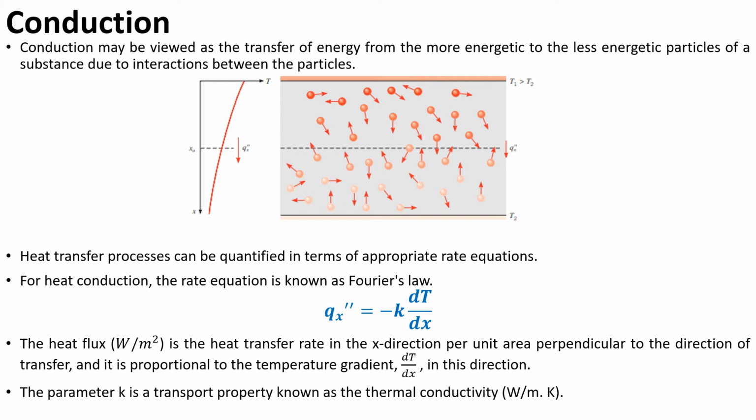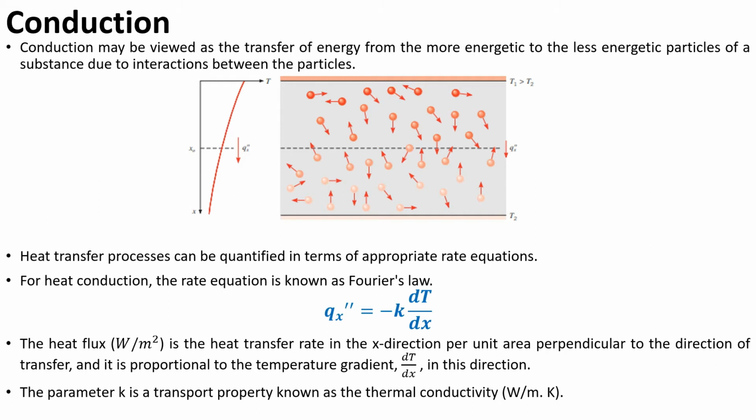There are different rate equations which quantify the amount of heat. For conduction, the rate equation is given by Fourier's law, and the equation of Fourier's law is simply Qx double dash is equal to minus k dT over dx. Qx double dash is the heat flux rate in the x direction per unit area perpendicular to the direction of heat. What is heat flux? We will discuss it in the next slide.